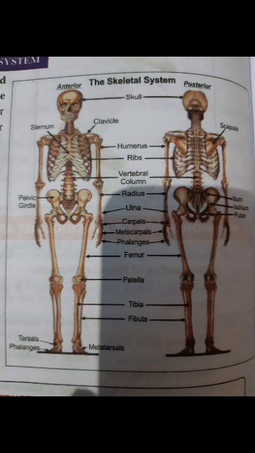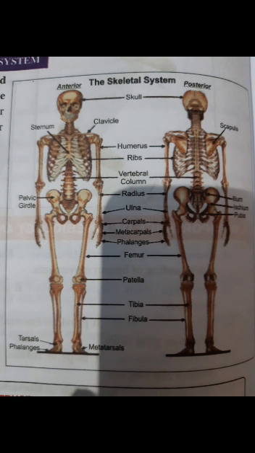The second is the appendicular skeleton. This skeleton consists of these bones. First is the upper limb, 64 bones, and lower limb, 62 bones. Upper limb means our two hands. In both hands there are 64 bones, 32 plus 32, and in the lower limbs, the two legs, 62 bones are present, 31 plus 31. So it contains a total of 126 bones.